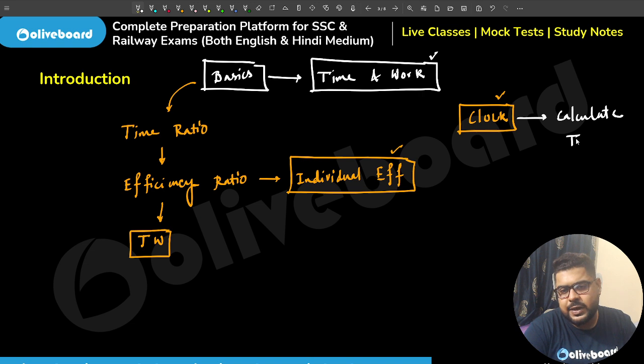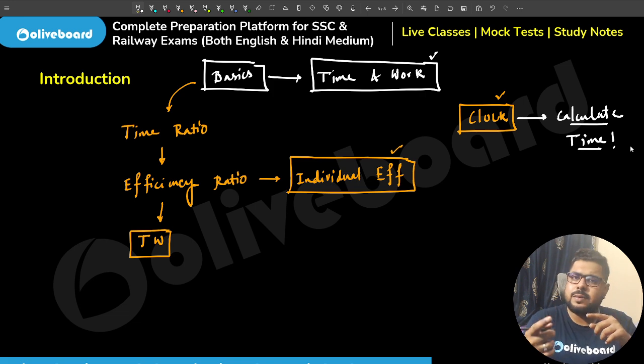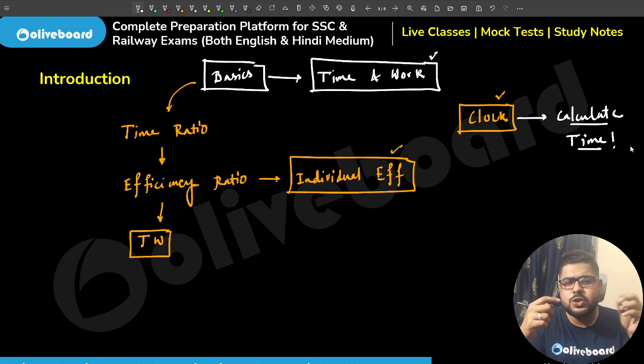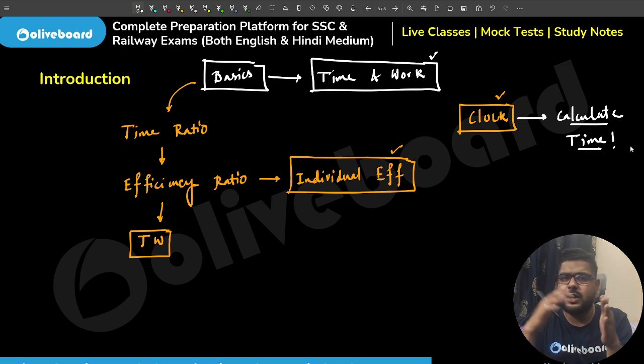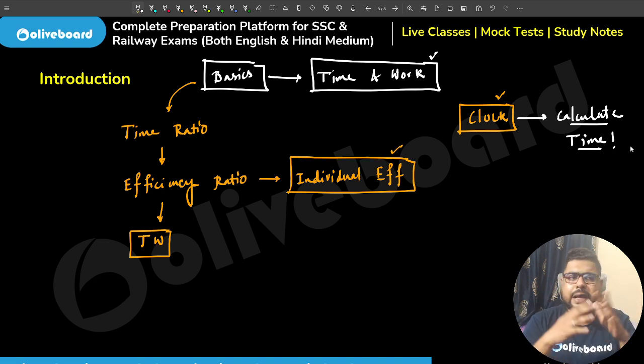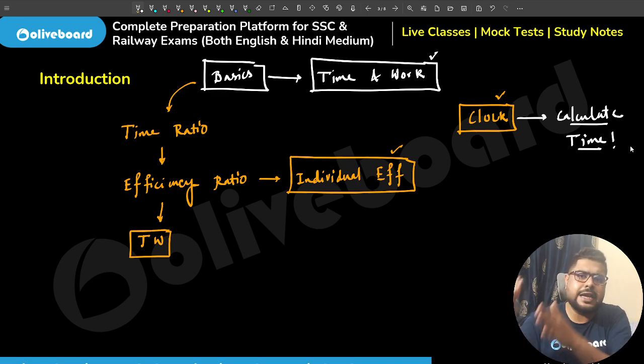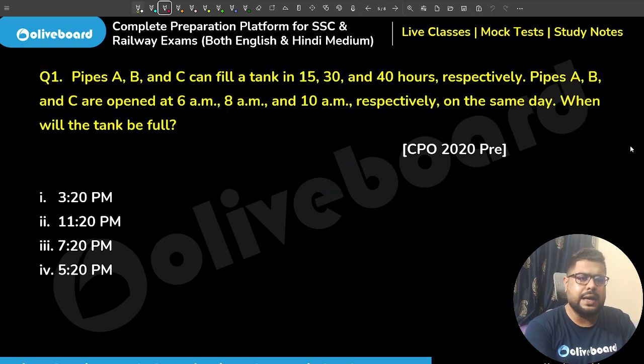So in these questions, what is different from the normal ones? In normal ones, the time will be given. He said this pipe was opened for 4 hours, 5 hours, 3 hours, 2 hours, whatever. Here, they will not give you the time directly. They will rather give you what was the time on the clock when the pipe was opened and when the pipe was closed. You need to be the judge to understand for how much time that particular pipe was open. So again, without further ado, let's solve a couple of questions.